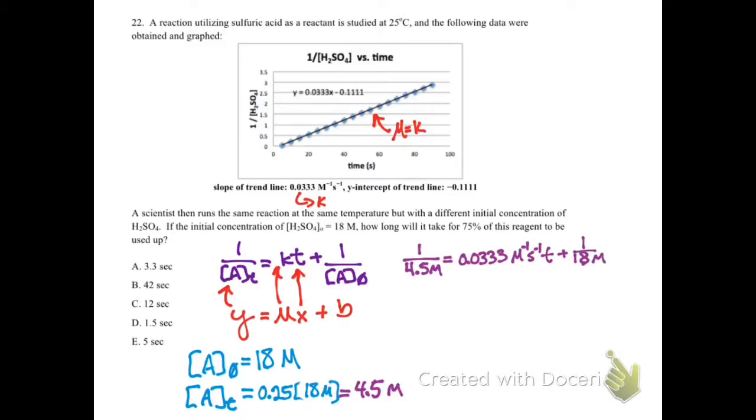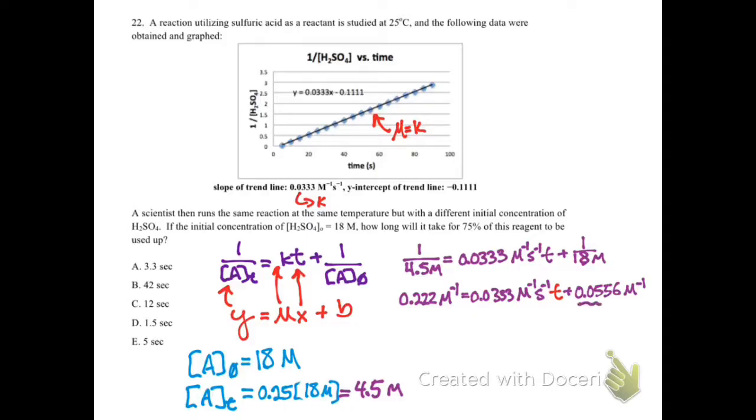Okay, so now I'm just going to clean this up a little bit. I'm going to do the inverses here. So we get 0.222 molar to negative 1 is equal to, and our k again is 0.0333 molar to the negative 1, s to negative 1, times time, which is what we're solving for here, plus 1 divided by 18 molar, which is 0.0556 molar to negative 1.